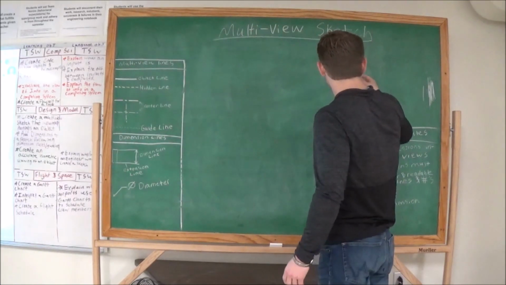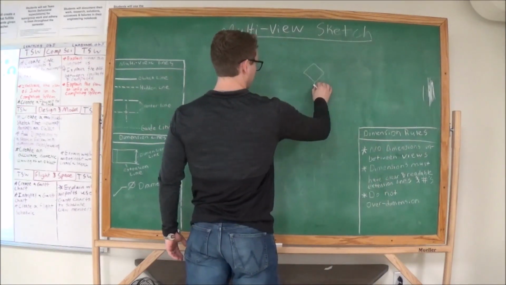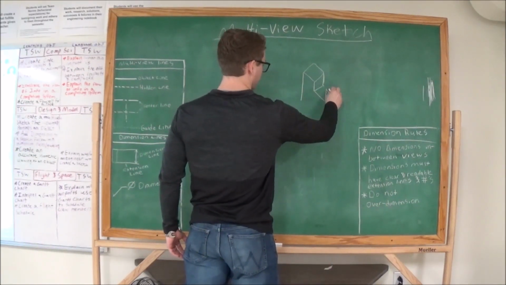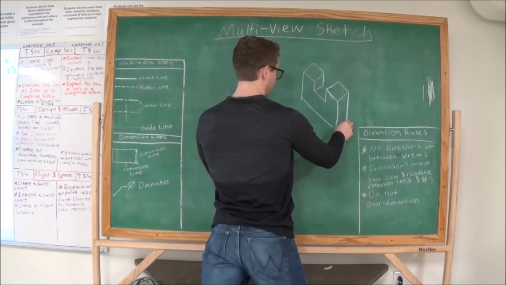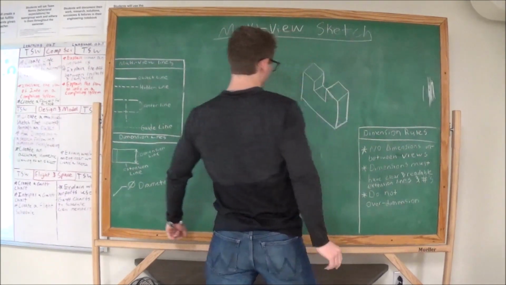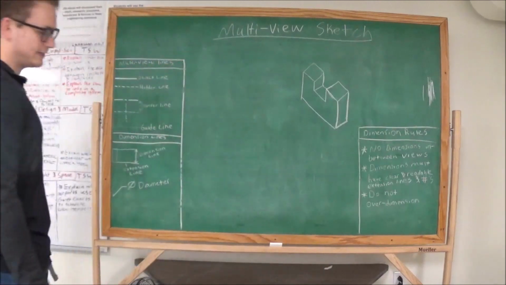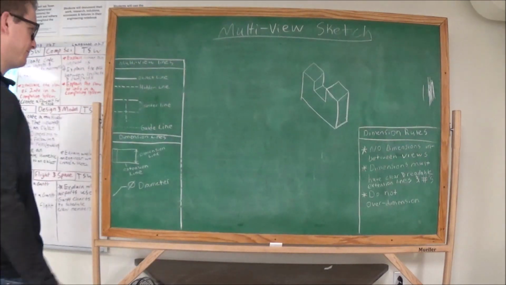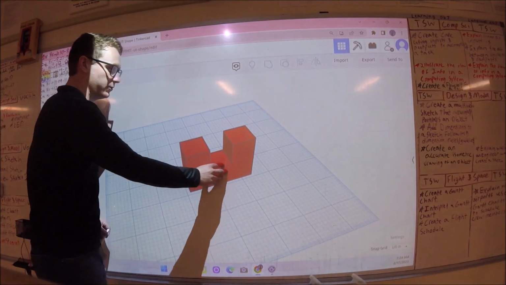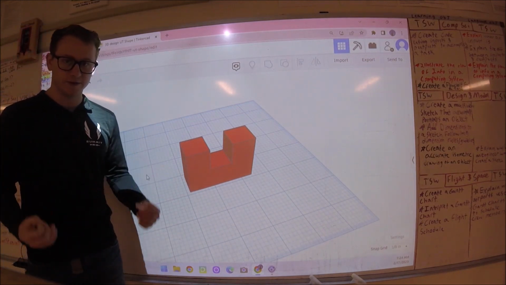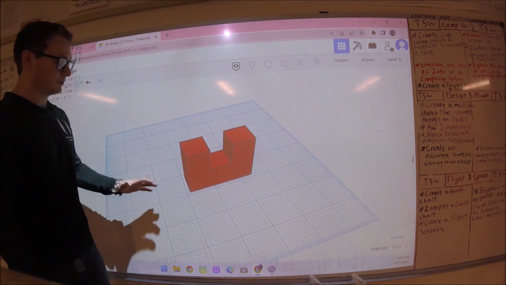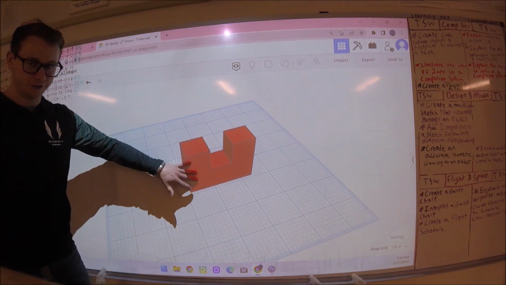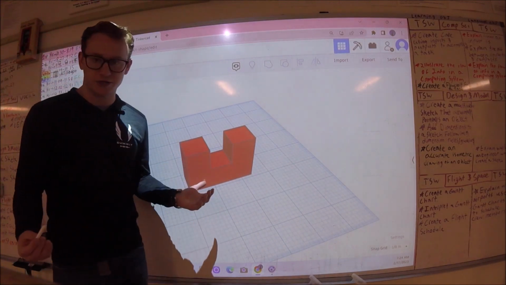Now let's see what we can do here. That's not too bad. We're going to call that good enough. Once you have our isometric drawn, we need to figure out what our front view is. The front view is going to go in the bottom left-hand portion of our multi-view sketch, and the front view should show you the most information about the object.